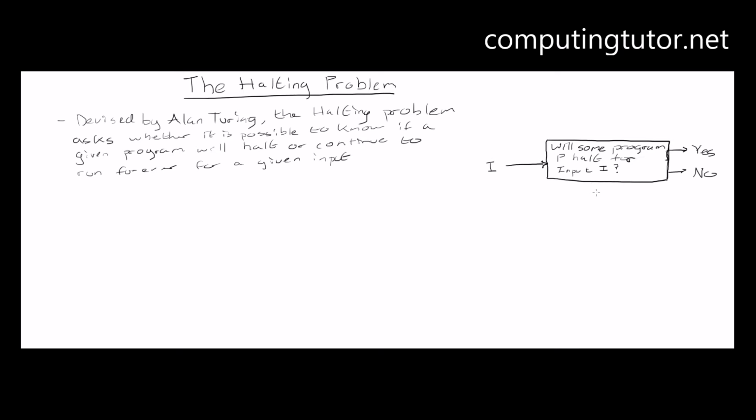So we've got this machine, let's call it H, and it takes an input I, and it says, will some program P halt for input I, and yes or no are the possible results there.